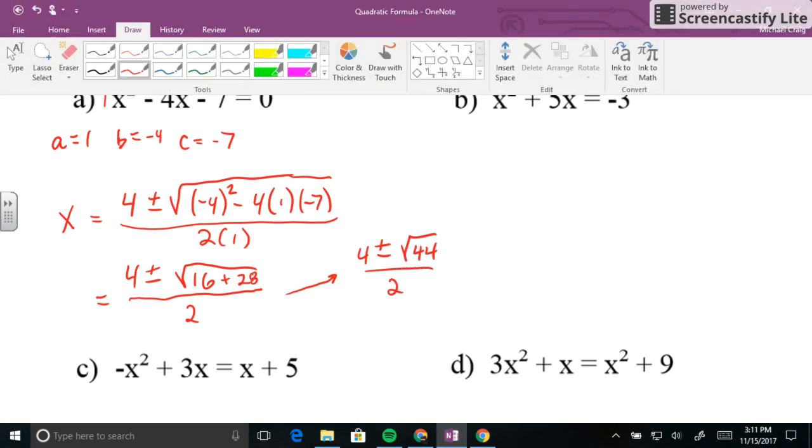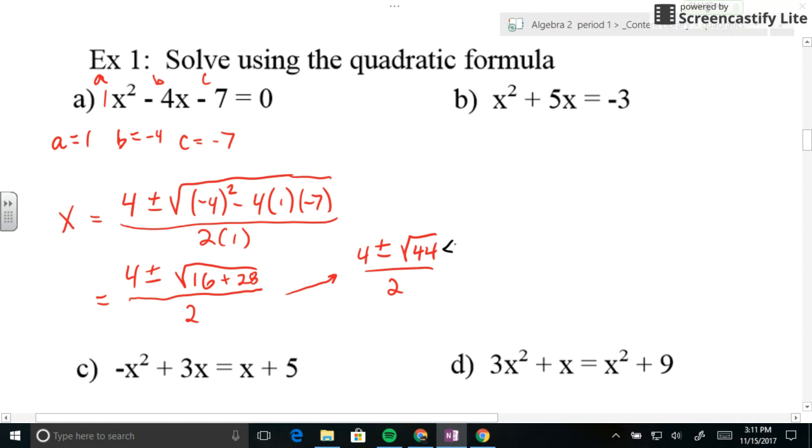And now I have to do the factor tree for the 44. I know factors are 4 and 11, 4 factors to 2 and 2. So we have a pair of 2's with a leftover 11. Don't use the 4 because it factored further. So the radical 44 is going to actually factor into 2 radical 11. And then we have 4 plus or minus 2 radical 11 divided by 2.